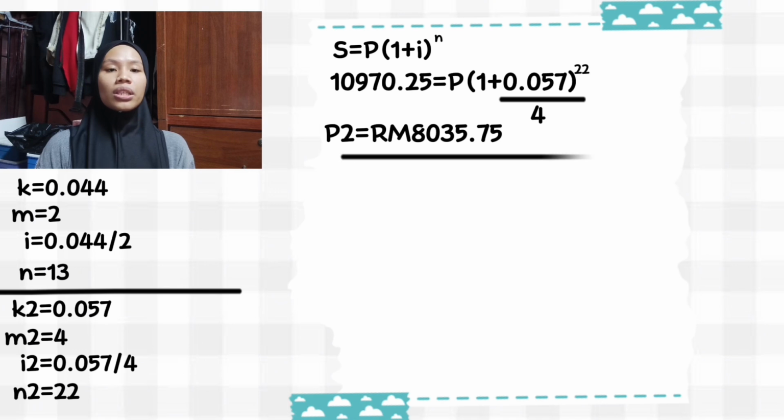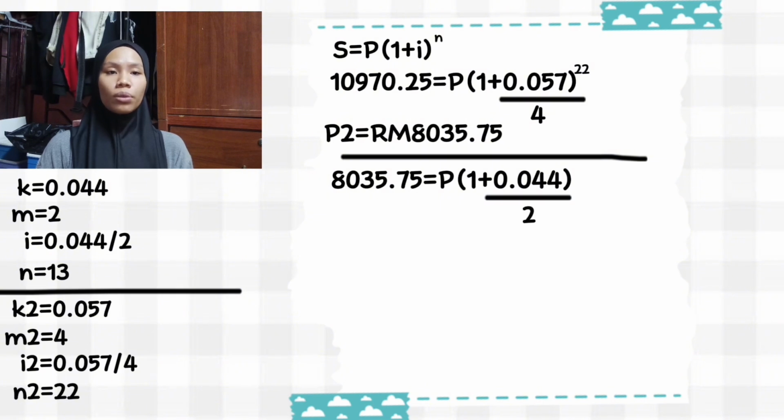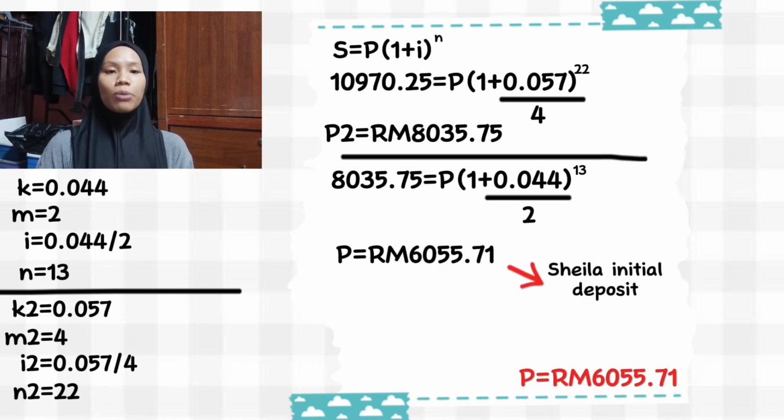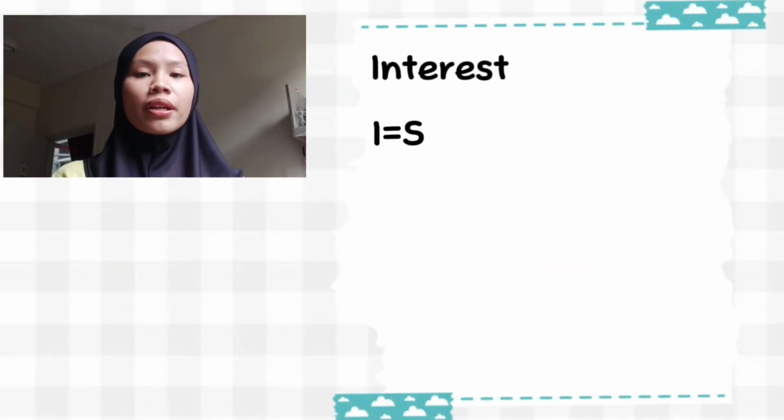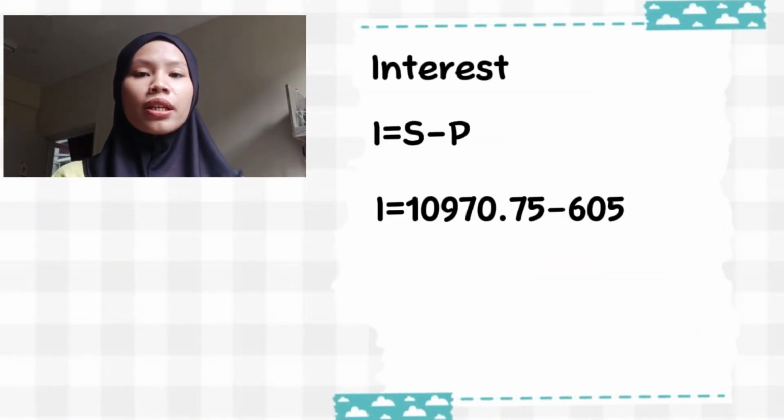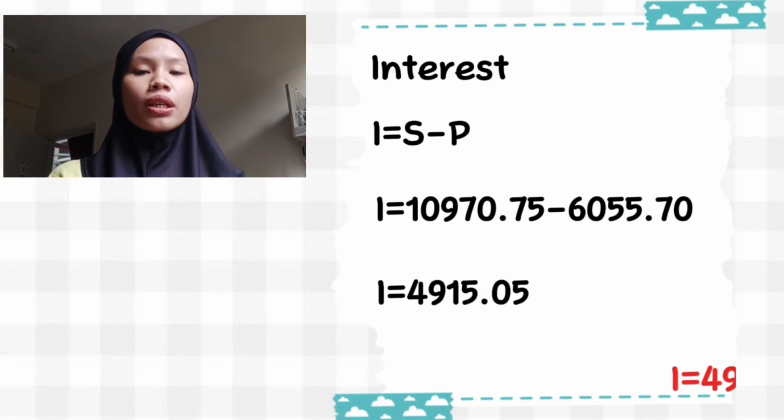So the next calculation is RM 8,035.75 equals P1 plus 0.044 over 2 to the power of 13. Then after you solve the calculation, the amount RM 6,055.71 will be Sheila's initial deposit. For question number 2, it is I equals S minus P. I is RM 10,970.75 minus RM 6,055.70 equals RM 4,915.05.